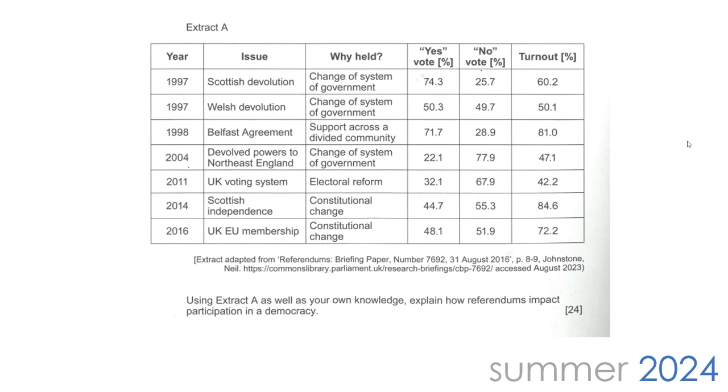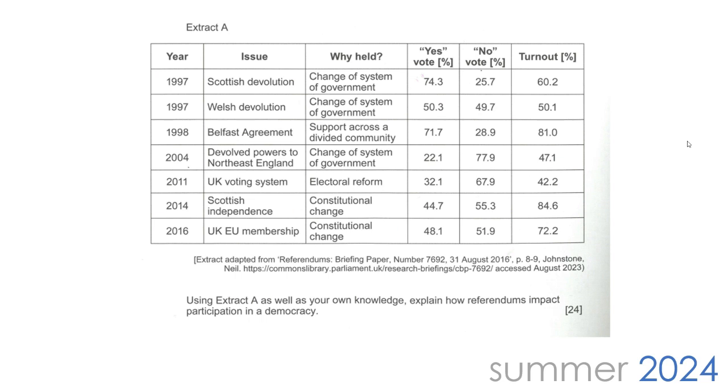The question is, using extract A, as well as your own knowledge, explain how referendums impact participation in a democracy. So straight away, you should be able to notice that that is a connections question. Why? Because the examiner is asking you to make a link between referendums, like Brexit, like on Welsh independence. How did those referendums impact people participating in democracy?